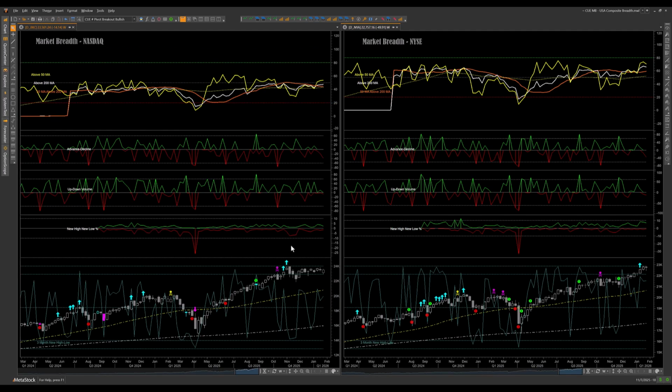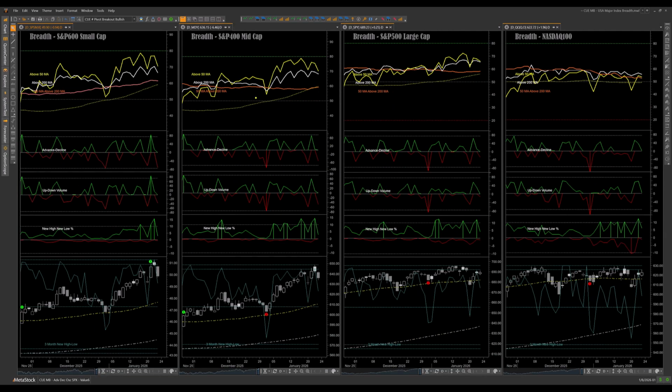In both NYSE and NASDAQ, notice the sizable bearish divergences in both advanced decline and up-down volume. Price is steadily going up, but advanced decline and up-down volume are both steadily coming down, creating bearish divergences, and that is a cause for concern.